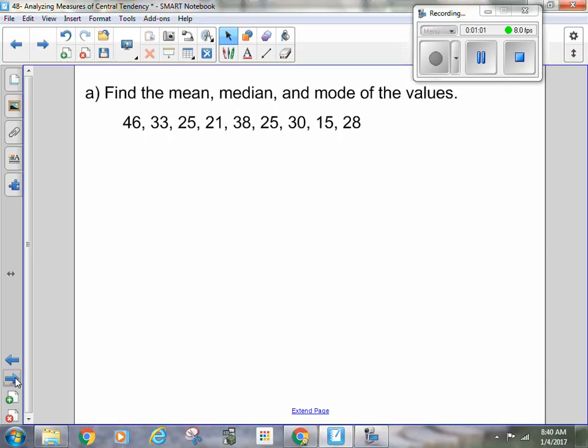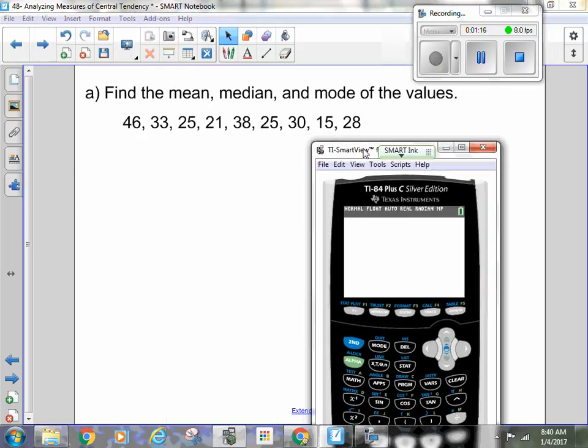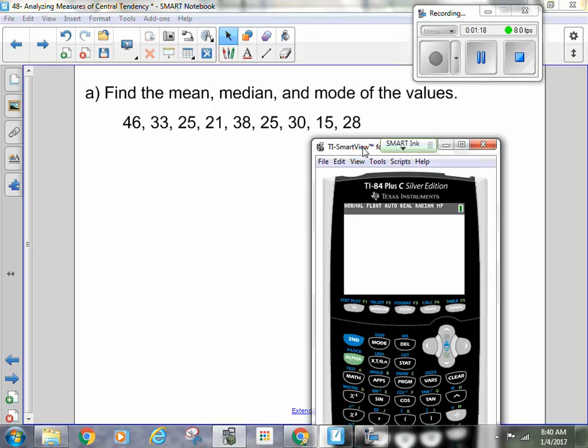All right, so let's get into your practice problems. Find the mean, median, and mode of these values. Now, let me show you something. Okay, so pull up your graphing calculator and we're going to have it do all the work for us. So I'm just going to go into my list. So stat is how you get there.